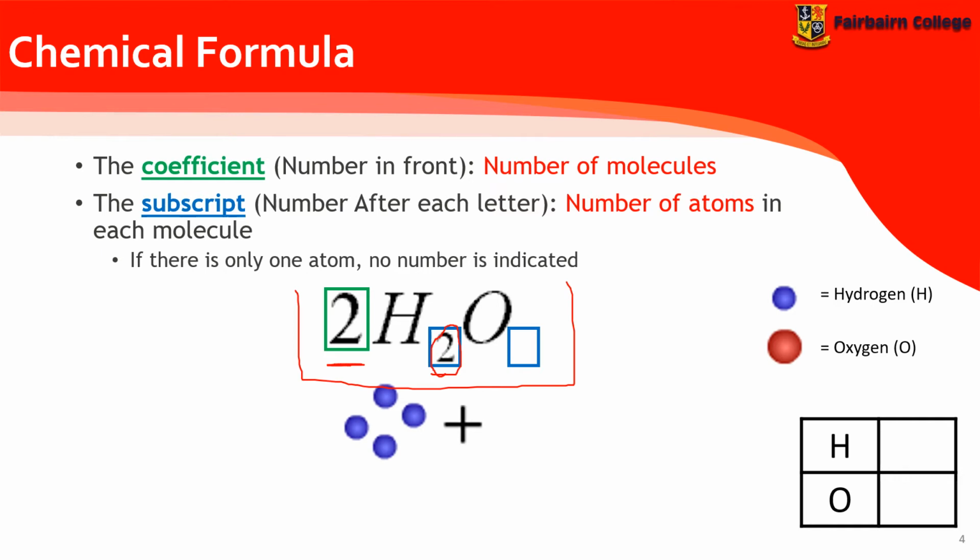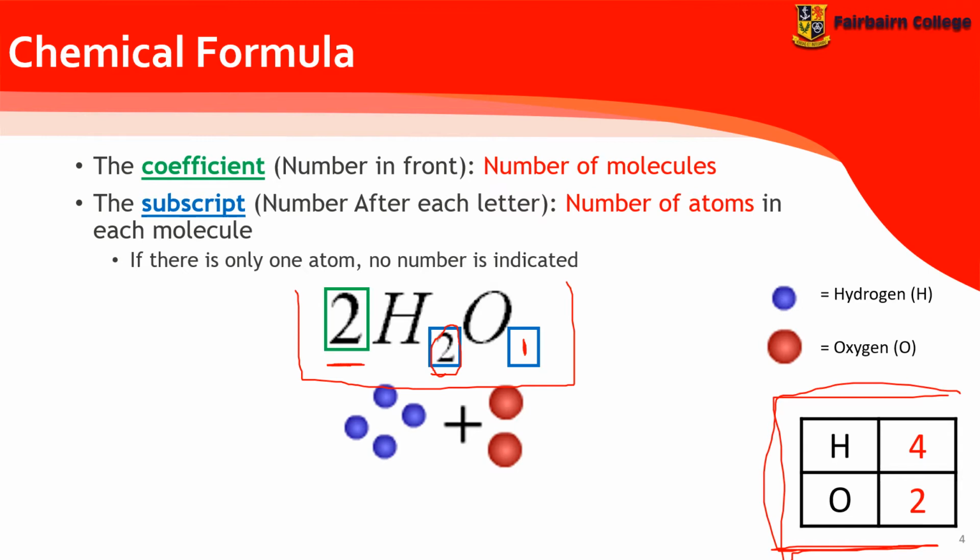And then the same for oxygen. There's 1 in each molecule. So then we say 2 times 1. So then we have 2 oxygen atoms. And then a little trick that we use, especially when we're going to balance the equations now, is to draw a little block like this and write down the number of atoms in each molecule. But you'll see now when we have the equations why this is important.